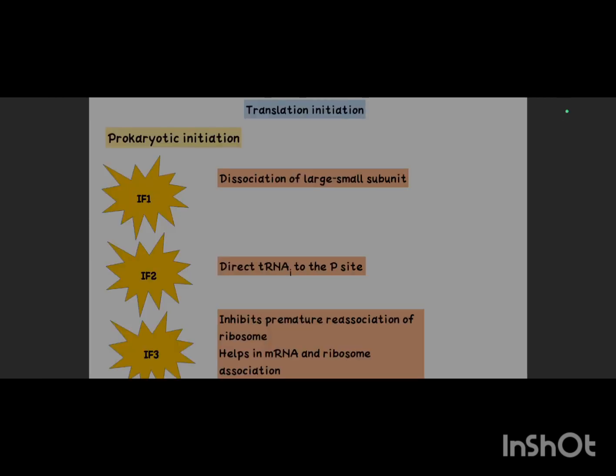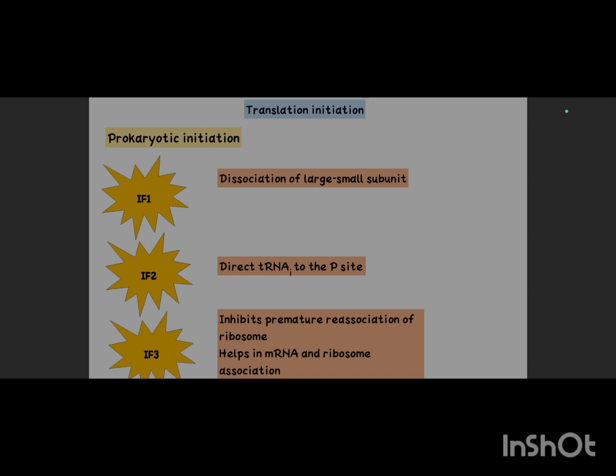So, as we already know the two types of ribosomal structure and function, now we will start with translation initiation, the first phase of the translation process. It is a little bit different in prokaryotes and eukaryotes. In prokaryotes, three types of initiation factors are mainly involved. What are they? IF1, IF2 and IF3, that is initiation factor 1, initiation factor 2 and initiation factor 3.